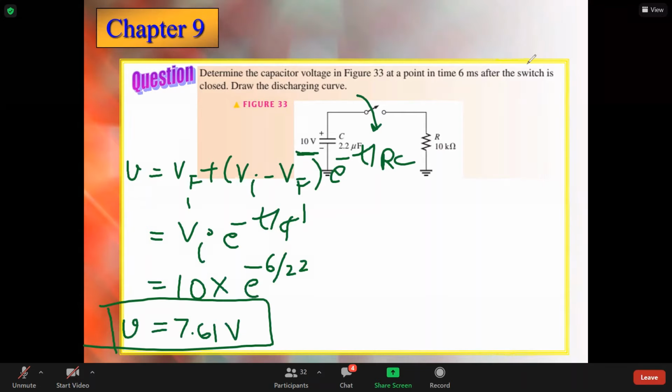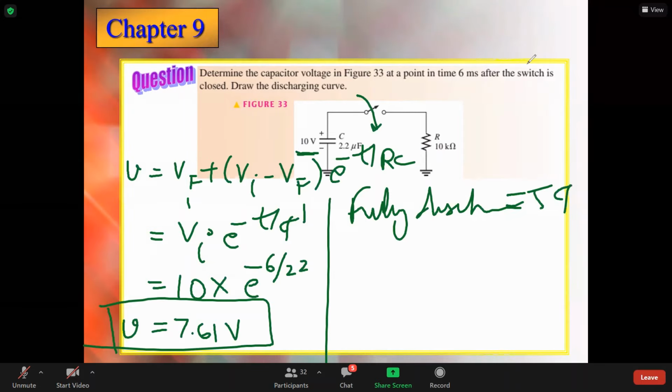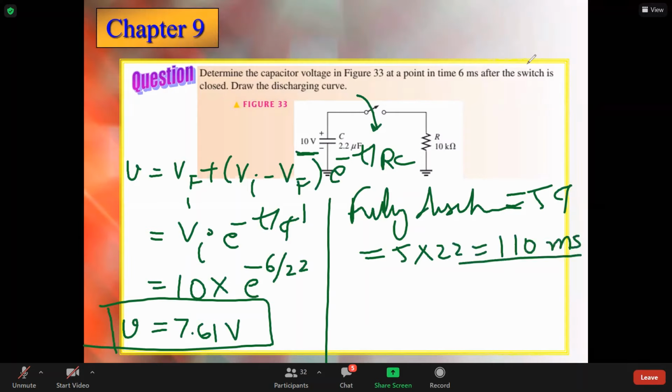Now, if I ask you how long this capacitor will take to fully discharge as I close the switch? 5 tau, yes. We know this rule. So 5 multiplied by 22 is 110 milliseconds. It means in 110 milliseconds, this one is going to be fully discharged.